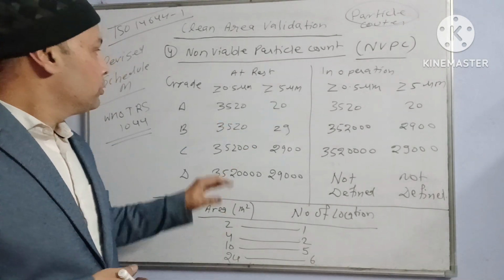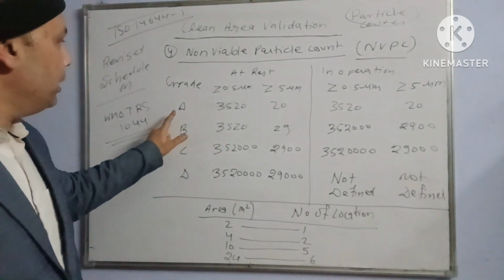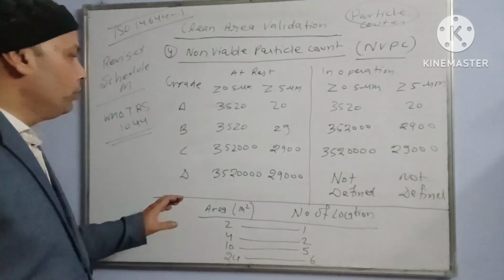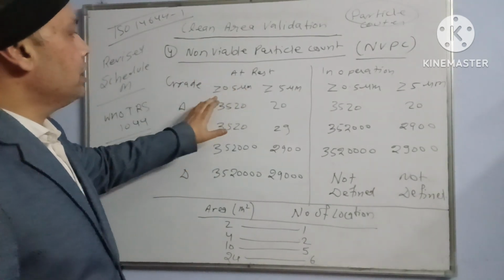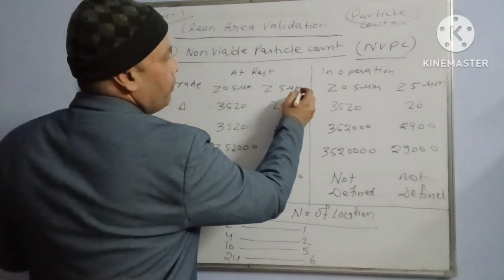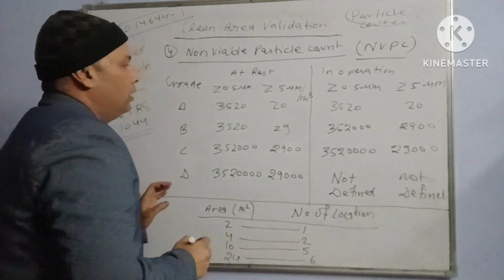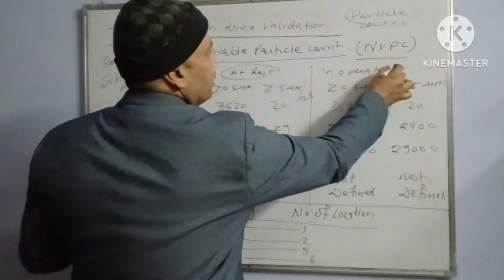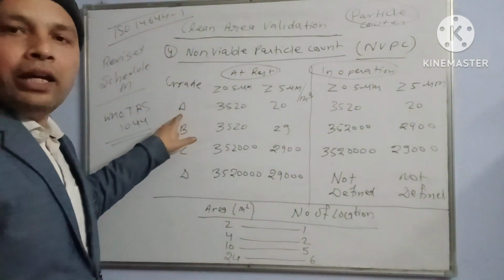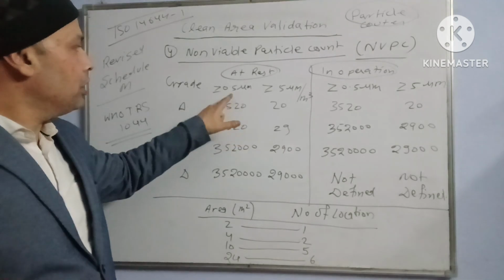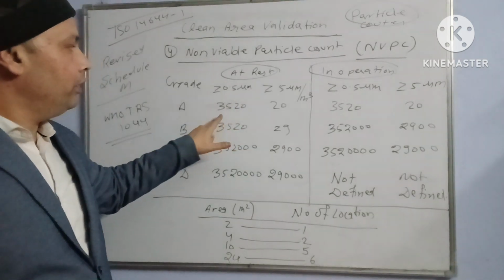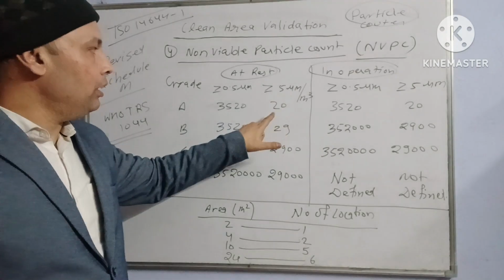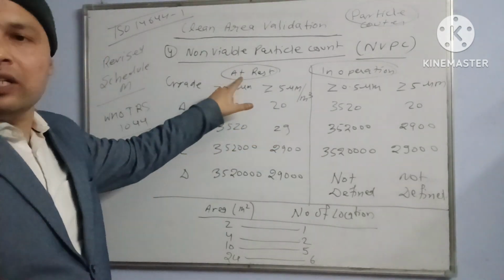Okay, so these are the limits given here in grade A, B, C, D areas per meter cube. Okay, this is the limit given per meter cube, right? For grade A, there are two conditions, at rest and in operation. In grade A area, particles of 0.5 micron or greater should be not more than 3520. Here, for 5 micron or greater, 20 in grade A area at rest condition.